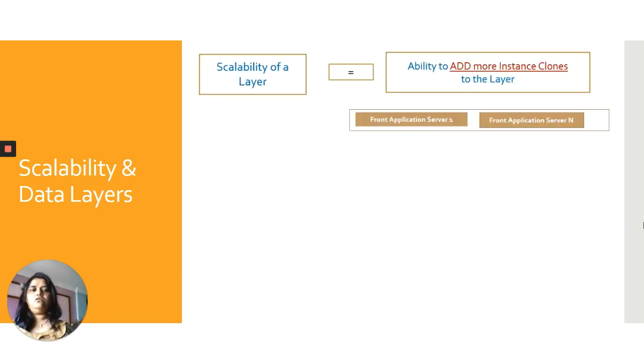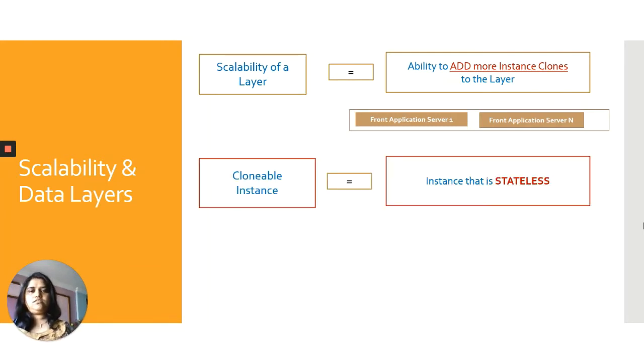So let's think about what the scalability of a layer is. We can think of the scalability of a layer as the ability to add more instance clones to the layer. For example, we had our application server layer where we had n instances. What does it mean for an instance to be clonable? Let's look at that.